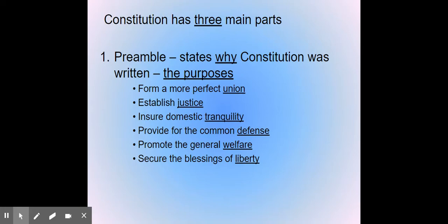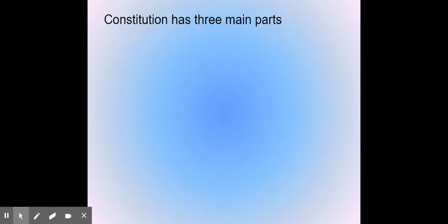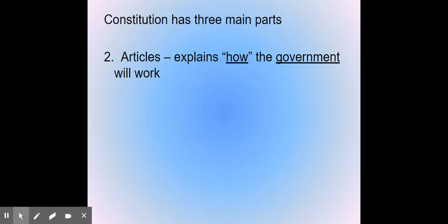Part number two are the articles. The articles explain how the government will work. And there are 7 articles, and those 7 articles are basically broken down into 3 topics. Number one, it explains the branches of government. There will be 3 branches of government: executive branch, legislative branch, and judicial branch. And it lays out what each one of those branches can and cannot do. And to be honest with you, each branch gets its own article.